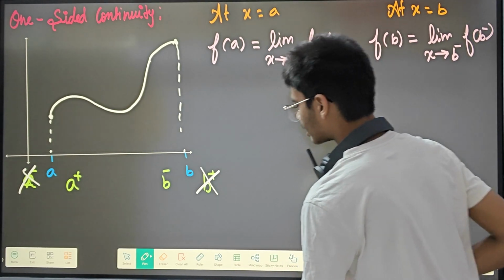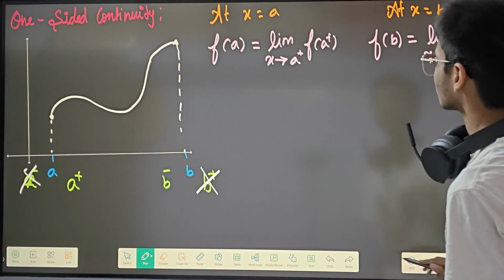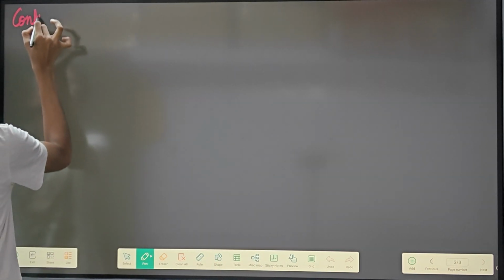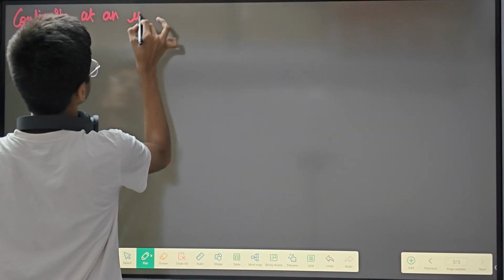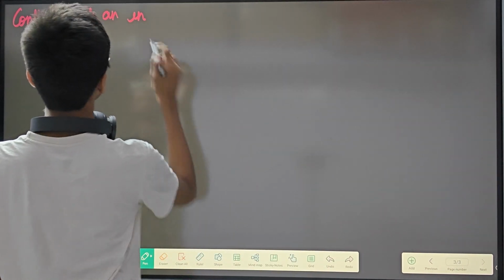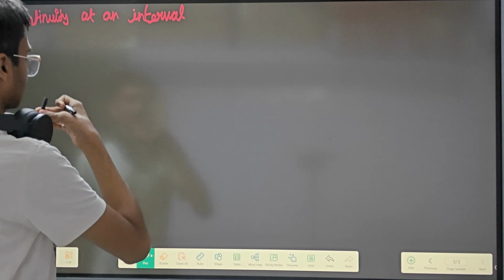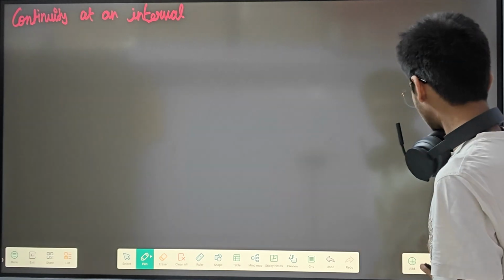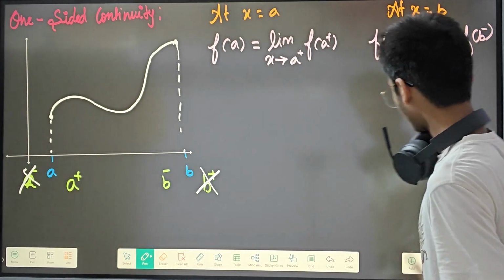Let us also discuss one-sided continuity. Continuity at an interval. Then we will go to one sum. At an interval, you are going to check. So, after seeing this point, then we are also going to see the difference between continuity at an interval and continuity at a point which is one-sided. That we are going to see.